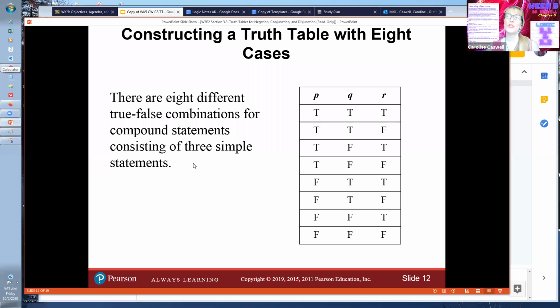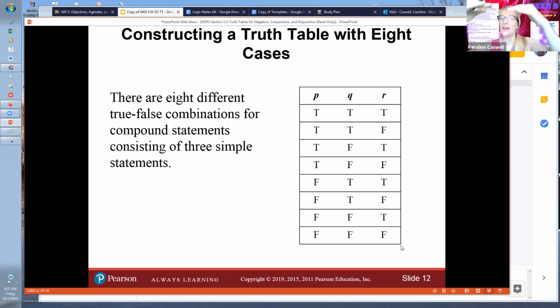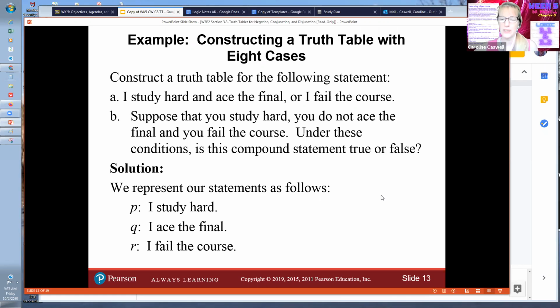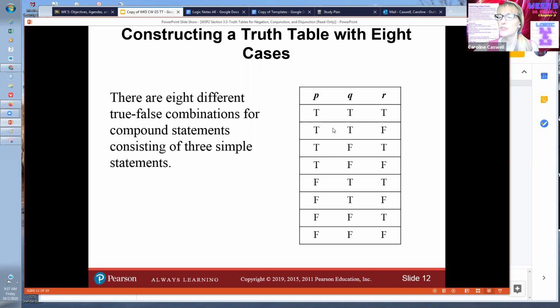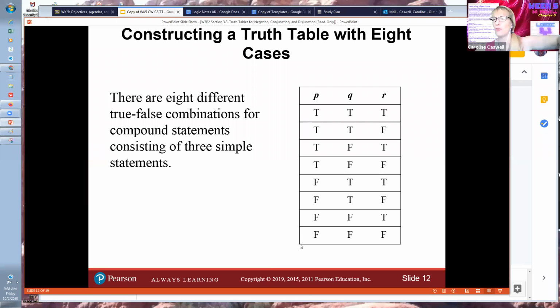Now, when you move on to 3 statements from 2 statements, you have 8 possible ways of looking at it. You have it where P, Q, and R could all be true. You have it where P, Q, and R could all be false. That's at the bottom. And then you've got every possible permutation in between. So what we usually do is follow an exact pattern. We do 4 T's on P first, 4 F's second. So 4 trues, 4 falses.